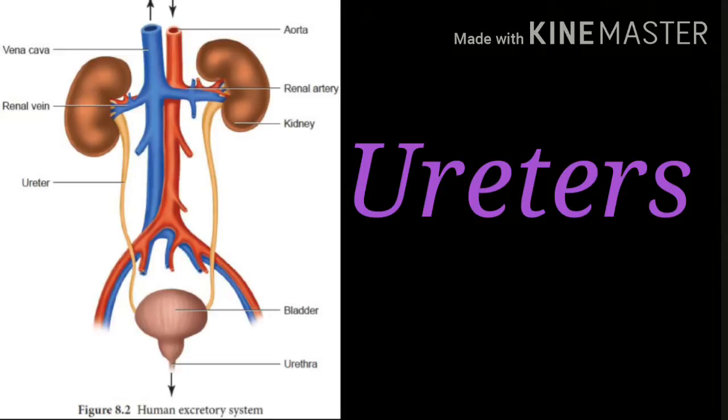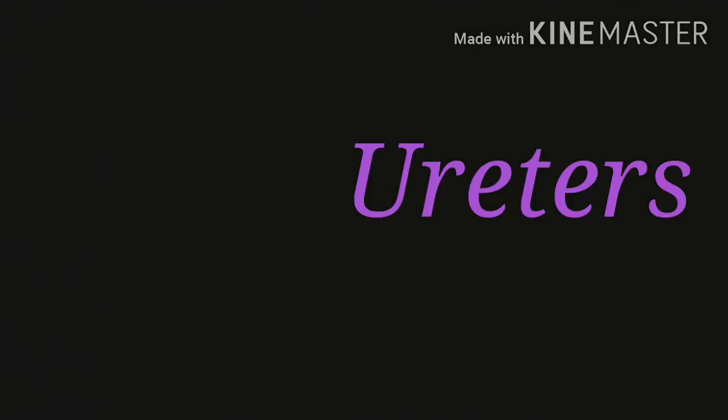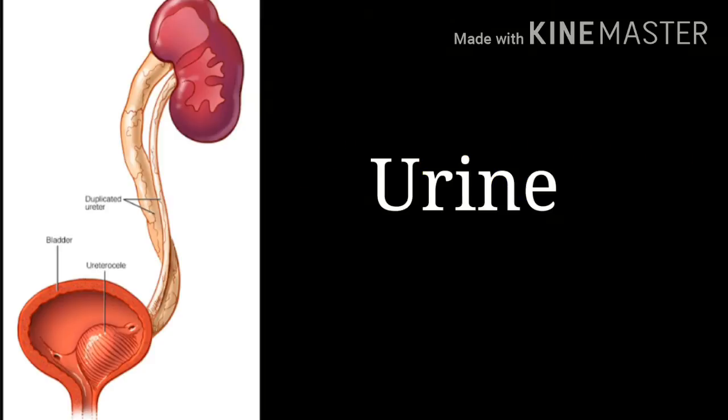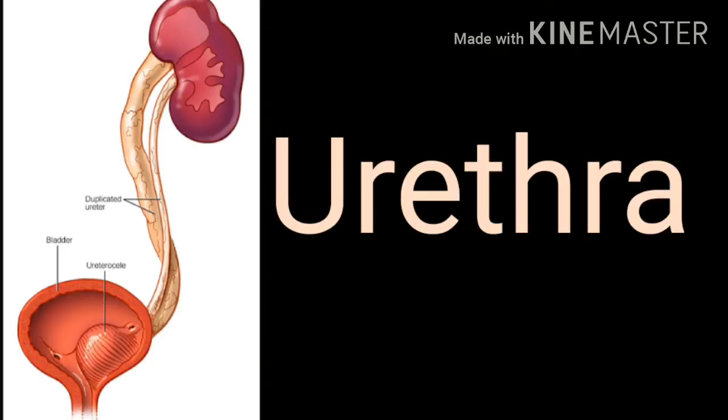Clear, children? Okay. The next one is the urinary bladder. The urinary bladder is a sac-like structure which lies in the pelvic cavity of the abdomen. Where is it located? In the pelvic cavity of the abdomen. What is its function? It stores urine temporarily.